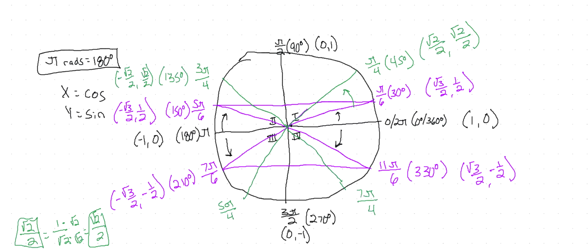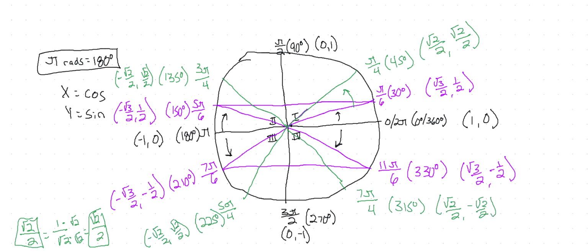5 pi over 4, this is 225 degrees. And this is our double negative point, root 2 over 2, comma, root 2 over 2. And 7 pi over 4 is 315 degrees. Y is negative, x is positive, root 2 over 2, comma, negative root 2 over 2. All right, we are getting so close.